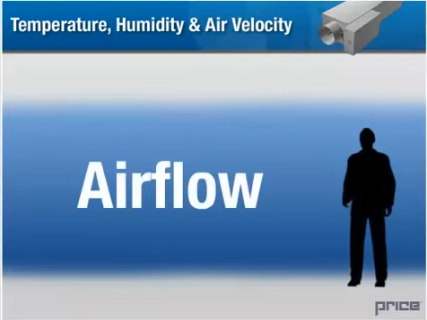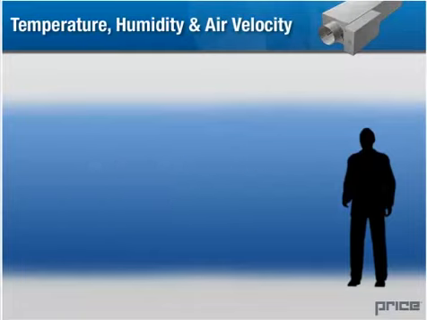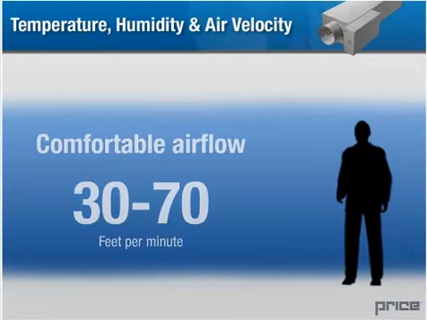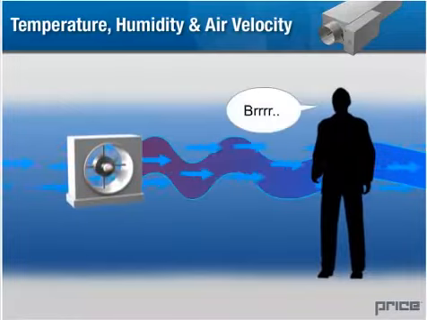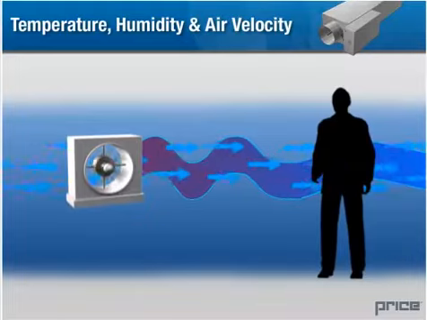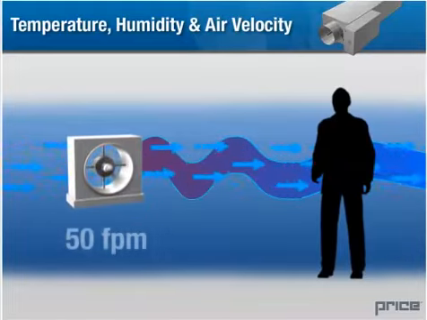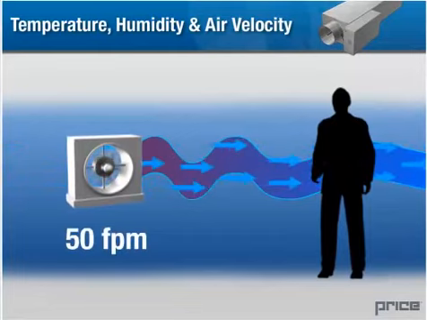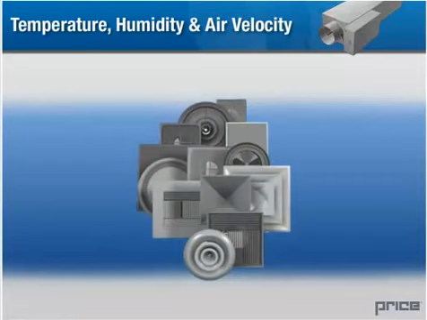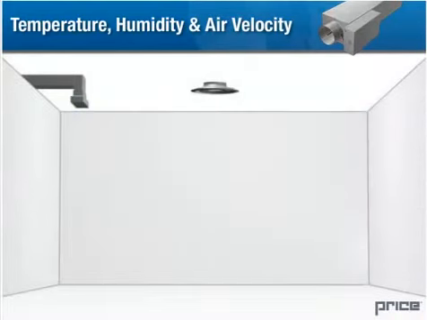When selecting grills, registers, or diffusers for a particular application, this is perhaps our greatest concern. Research shows that for the typical office space, a comfortable airflow varies between 30 and 70 feet per minute. At higher velocities, airflow will be perceived as a distraction. While air leaving the face of our diffuser will surely be a higher velocity, airflow should not exceed 50 feet per minute in an occupied zone. By using the proper air diffusion devices, this air movement can be easily controlled.